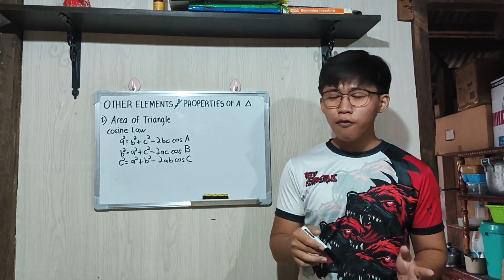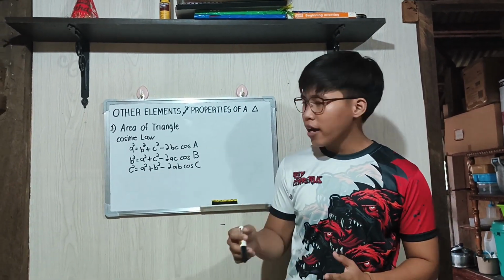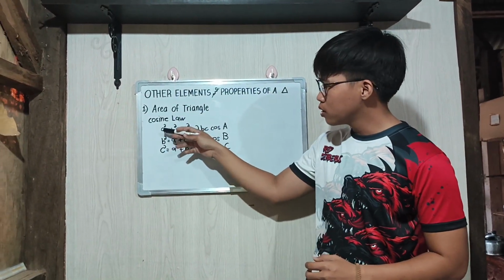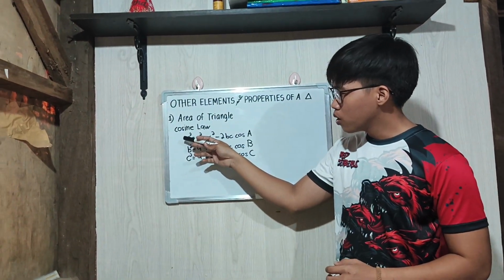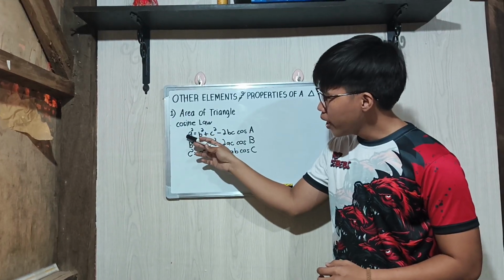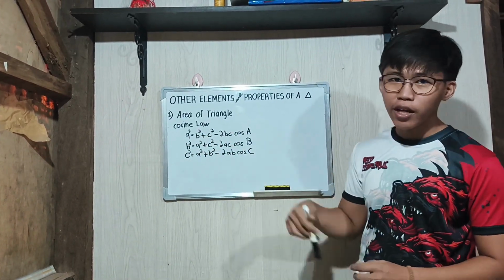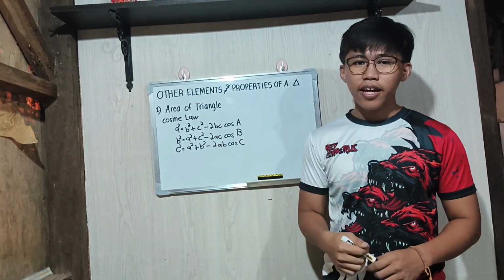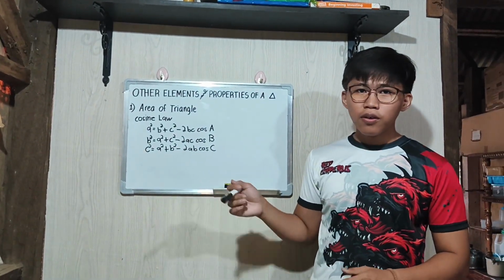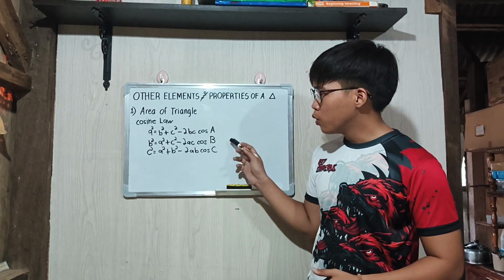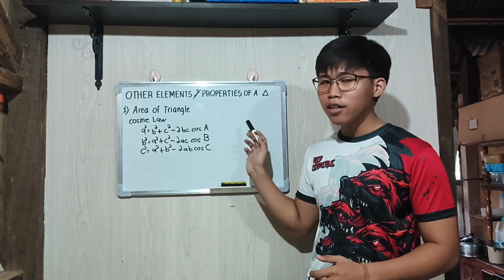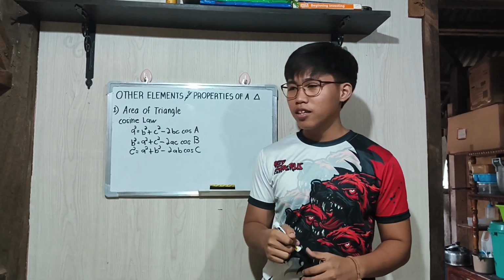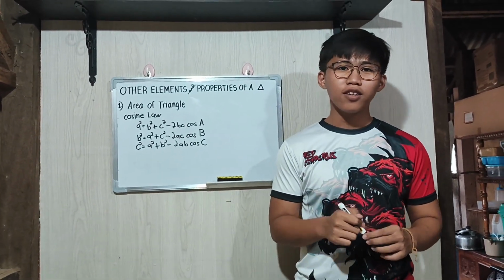So you can also find the three sides by taking the square root of this, A, then the square root of this also, so you can get the sides. Then to find the area, you can also use this cosine law, with two sides and one included angle.